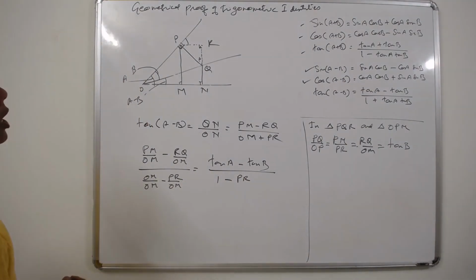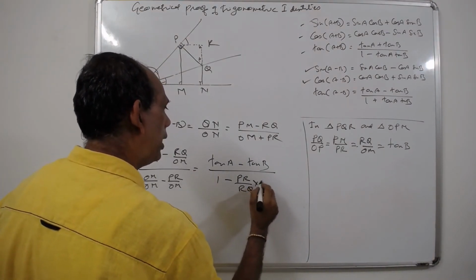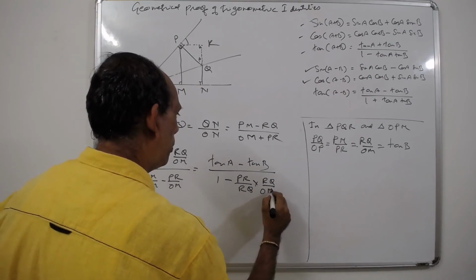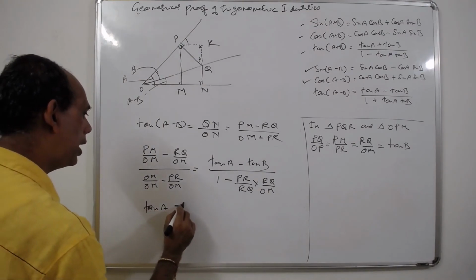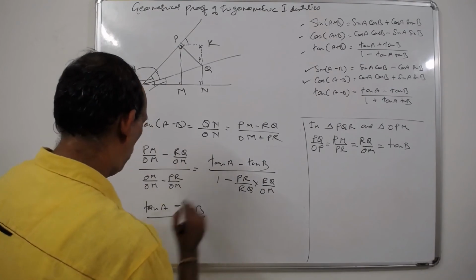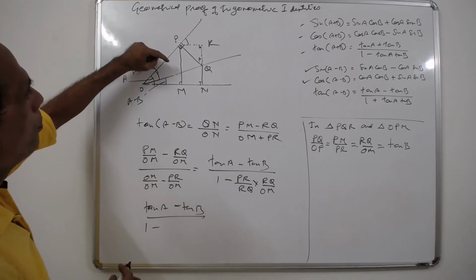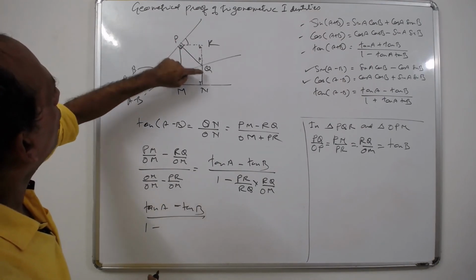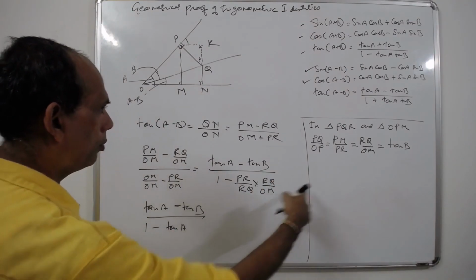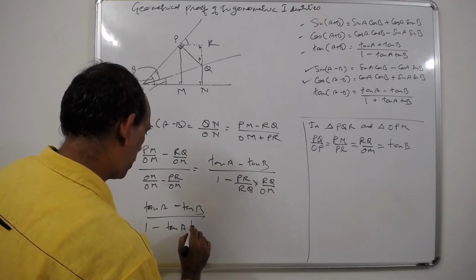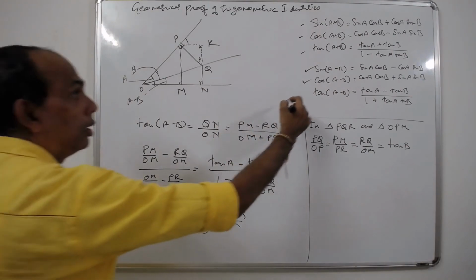We divide this PR by RQ and multiply it again by RQ and then OM. See what we get. We get tan A minus tan B upon 1 minus, what is PR upon RQ? PR upon RQ is tan A. What is RQ upon OM? Because we know it, it's tan B. So finally we have arrived at the RHS of the last identity.